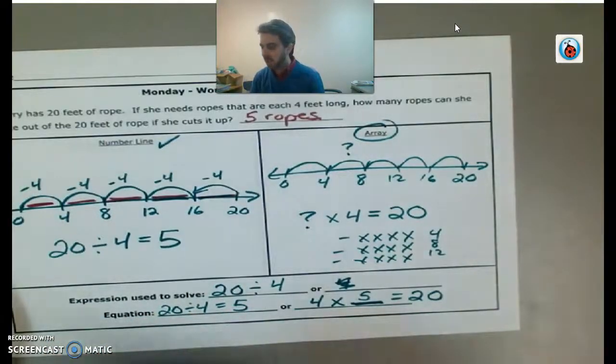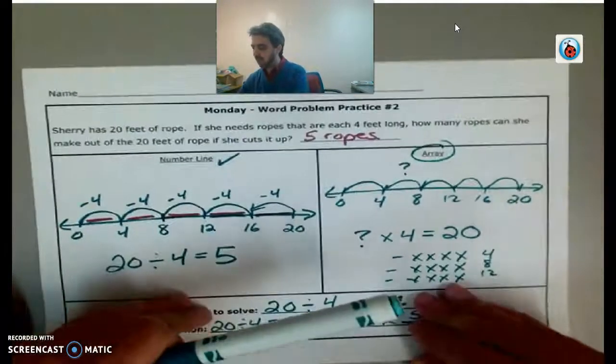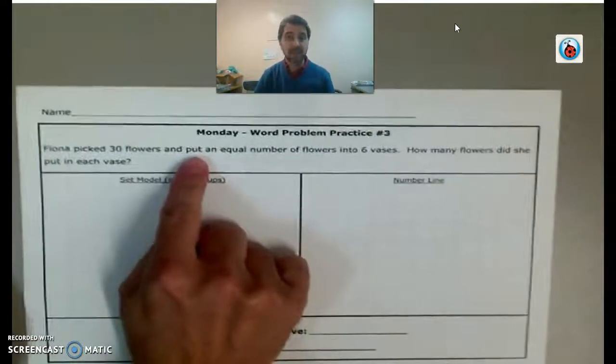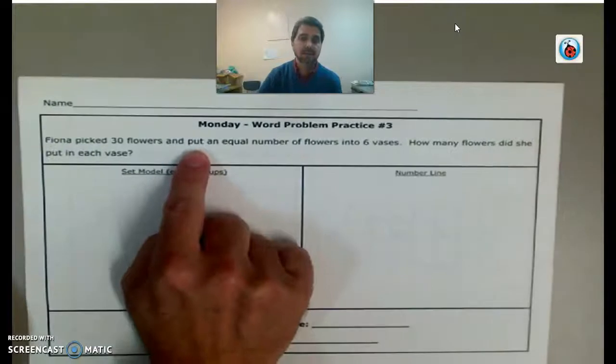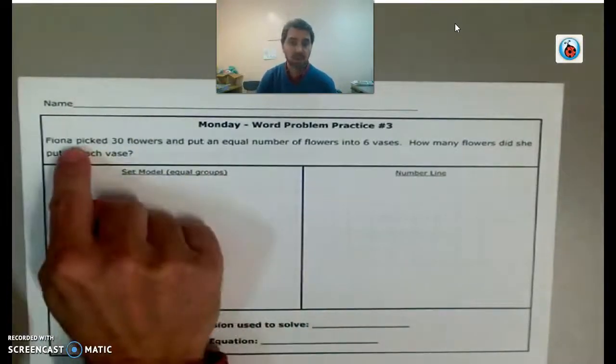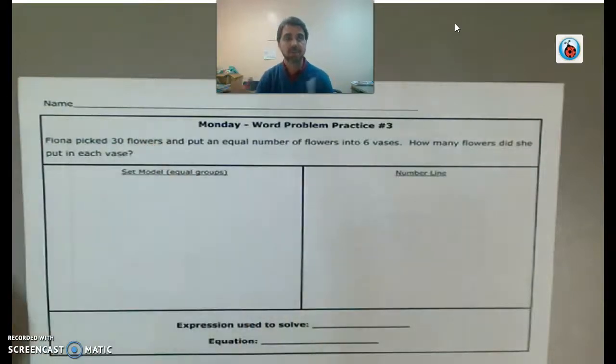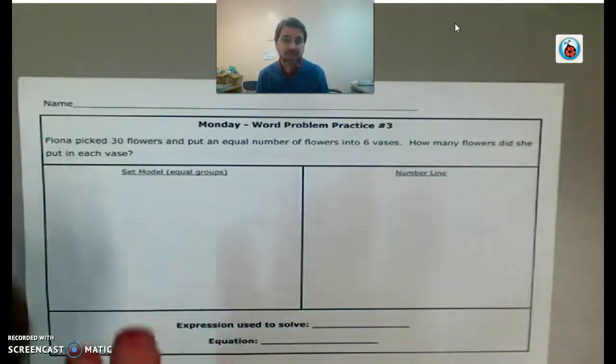Okay. So there are 2 more word problems here. I'm going to read this one, and I'd like you to try it. It says Fiona picked 30 flowers. So imagine there's a girl, her name is Fiona, and she's picking 30 flowers. Where is she? I don't know. Is she in her backyard? Is she at a flower shop? Is she in a field? We don't know. But she's picking 30 flowers.